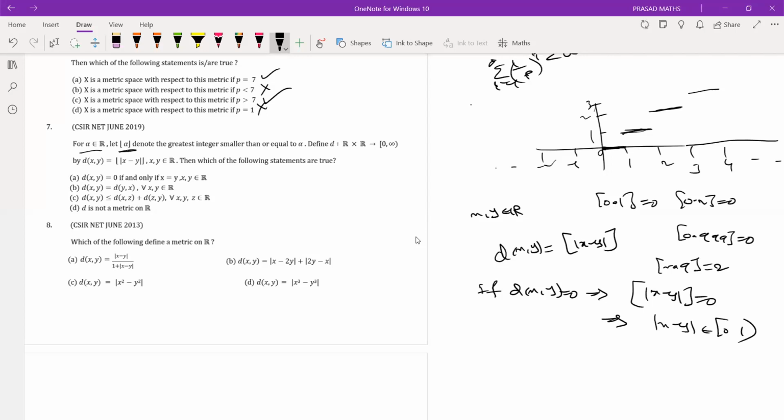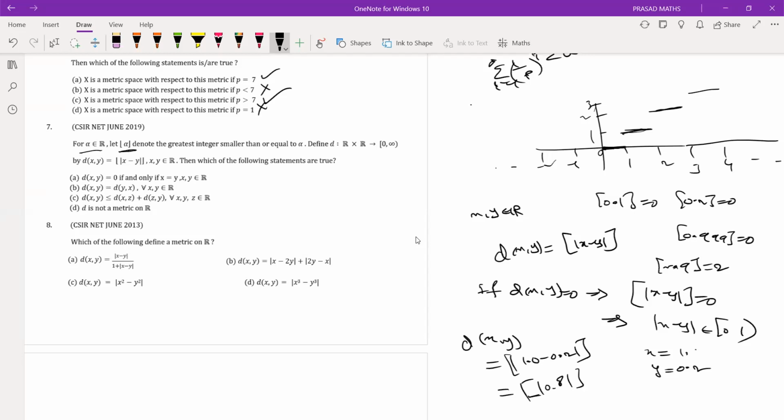So now I can adjust. I can take, suppose, x equals 1, y equals 0.2, as you wish. Now what is the distance between x and y? Step of modulus of 1.0 minus 0.2. That means what? 1 minus 0.2 is nothing but what?